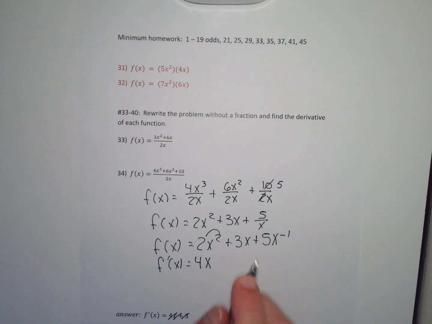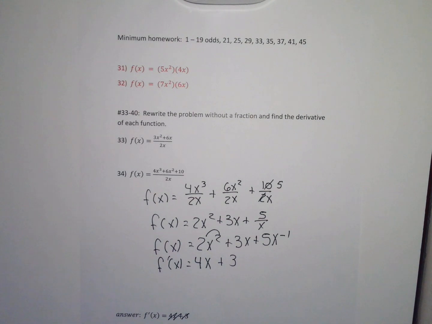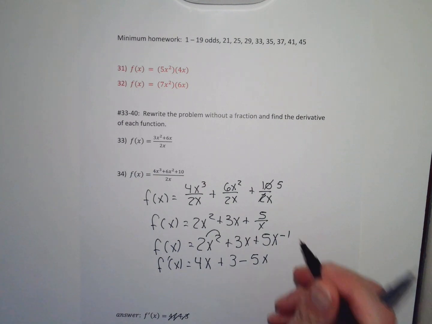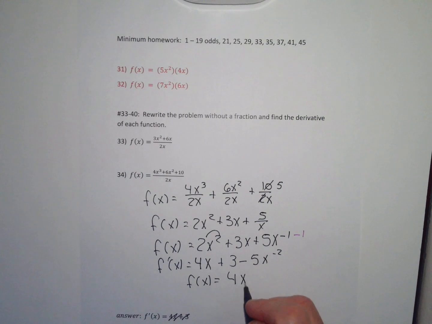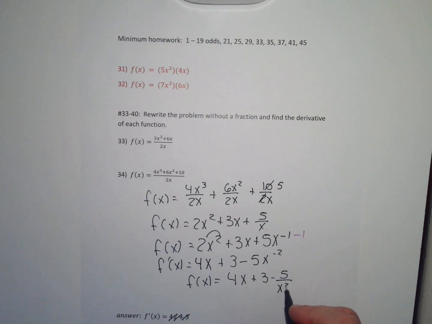Second term's a first power term, and first power terms have derivatives of their coefficients. Last term, minus 1 times 5 is minus 5. I'm going to lower the exponent by 1, and negative 1 minus 1 is going to give me negative 2. I'm going to make that negative exponent positive and call this an answer. So I'm going to say my derivative is 4x plus 3 minus 5 over x squared. It maybe looks weird having that x term written last, but I'll live with it.